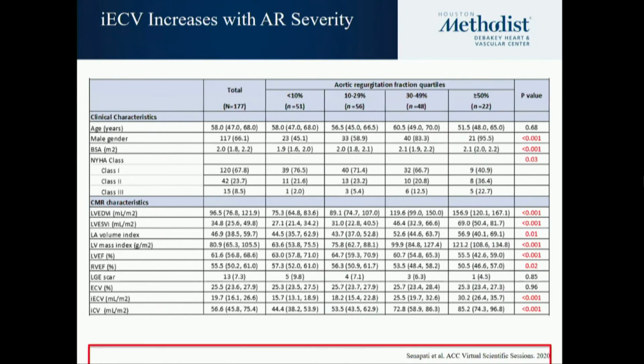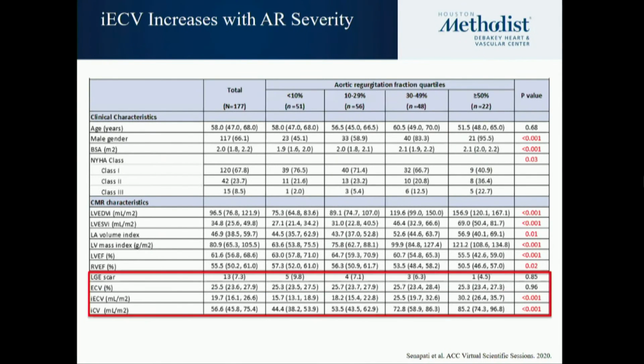What we found was index ECV increases with AR severity, whereas the prevalence of LGE was not that high in the population, only 7%. And the ECV percent fraction actually did not increase with increasing aortic regurgitation severity. This is likely driven by an increase in index ECV as well as cell volume, and so the ratio kind of balanced out.